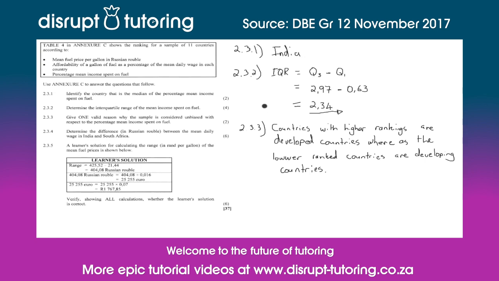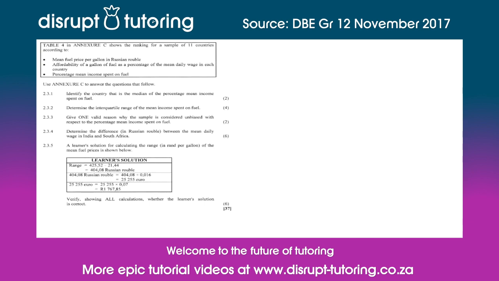Before I go on, I just want to clear up some space here because the next question is for 6 marks, so it might have quite a lot of steps. Okay, so there we go. So going on to 2.3.4, determine the difference in Russian ruble, so we won't have to convert anything, between the mean daily wage in India and South Africa. So we first need to calculate what the mean daily wage is.